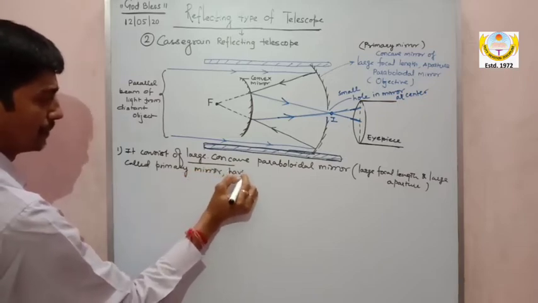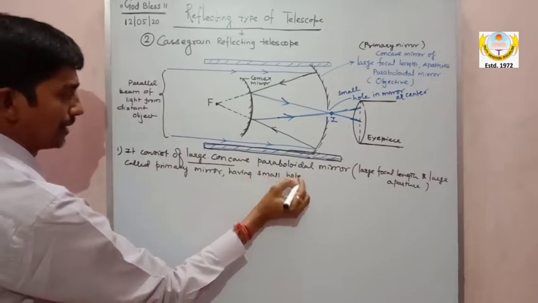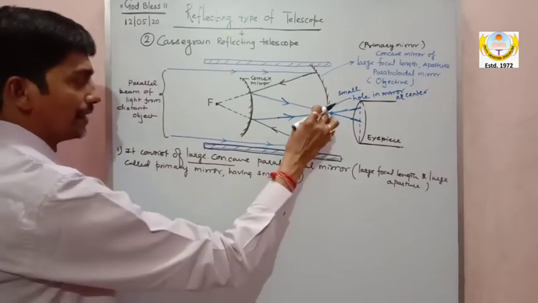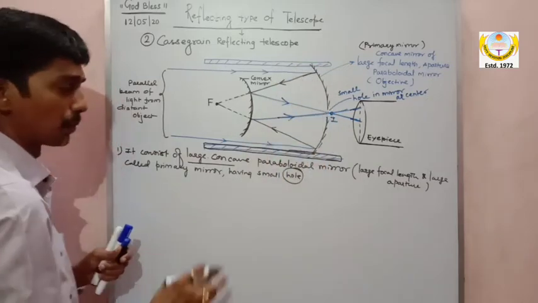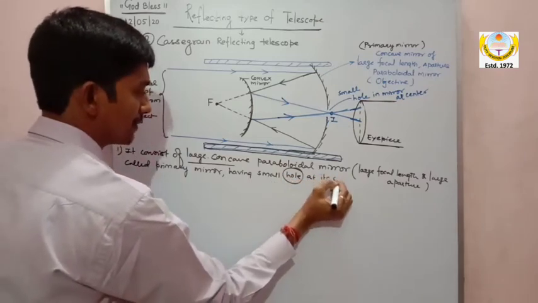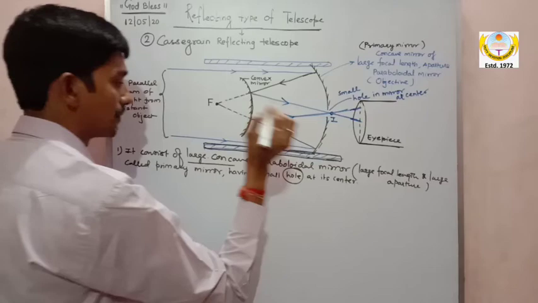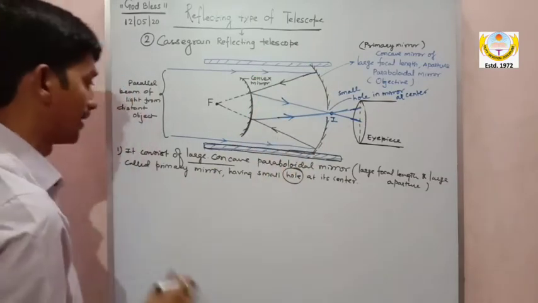having a small hole. You can see there is a small hole, my dear, provided in the large concave mirror, at its center. This hole is at the center of the large paraboloidal mirror. You can see it in the diagram.